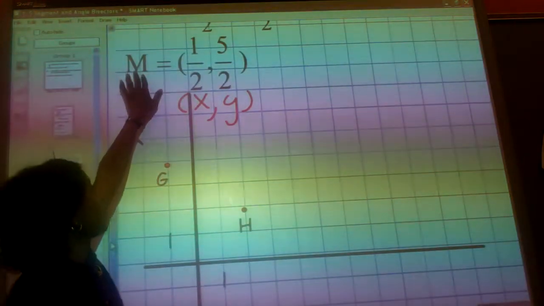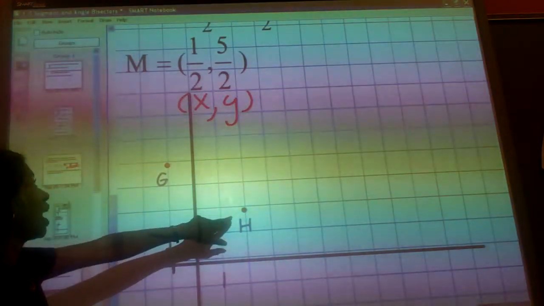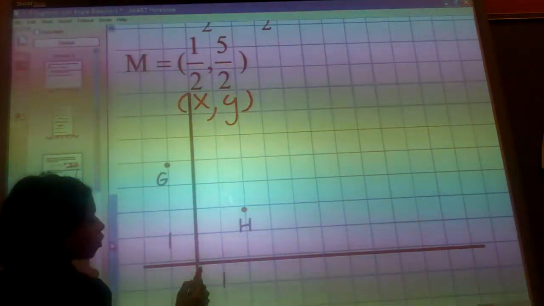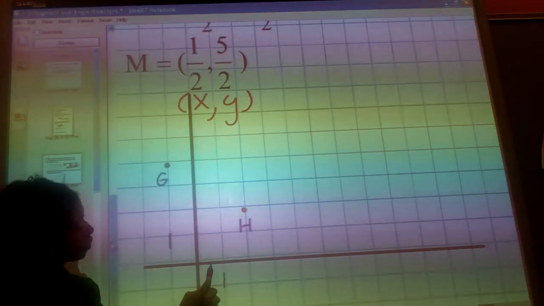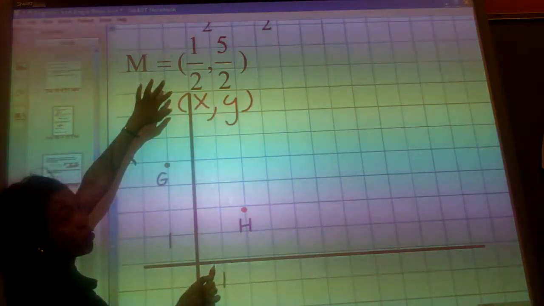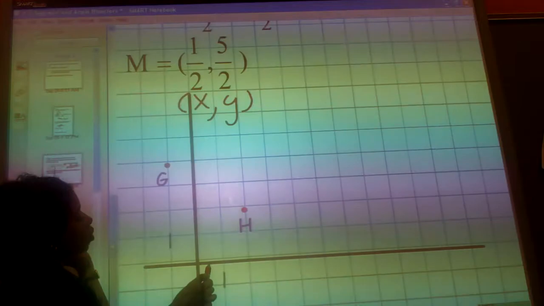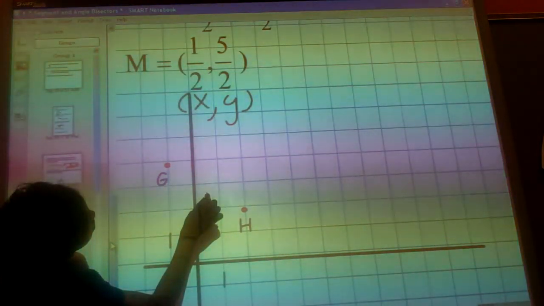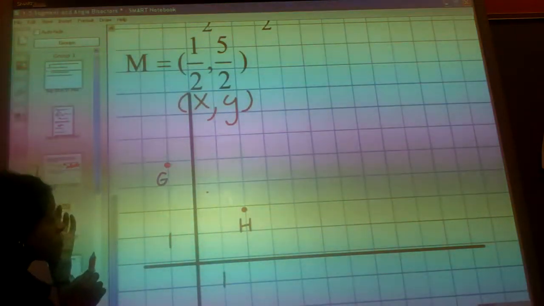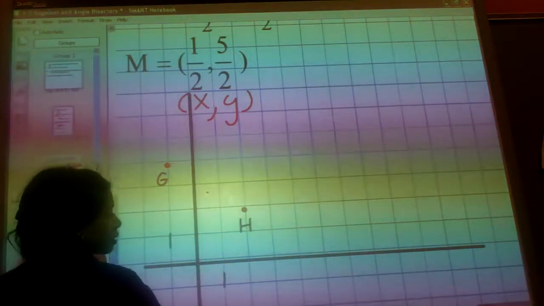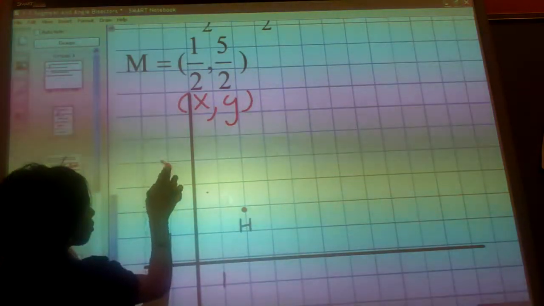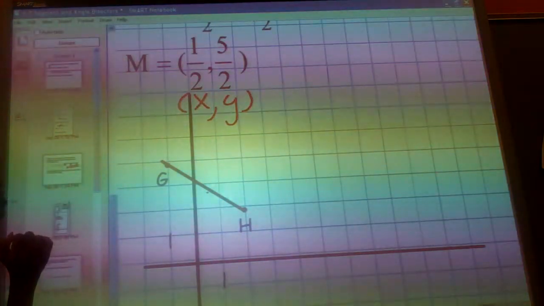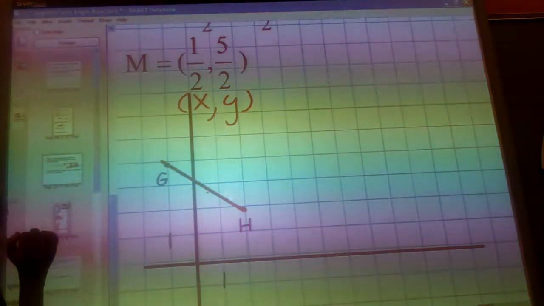So again, to find the midpoint between G and H, what's my x coordinate? It's 1/2. So I'm going to slide over. This is 1, I only need a half. And then 5/2 is equivalent to 2 and 1/2. So I'm going to go 1, 2, and a half. Right? And then we can connect our line, or our line segment, I should say. And it should be fairly close there. Okay? And that's your midpoint equation.